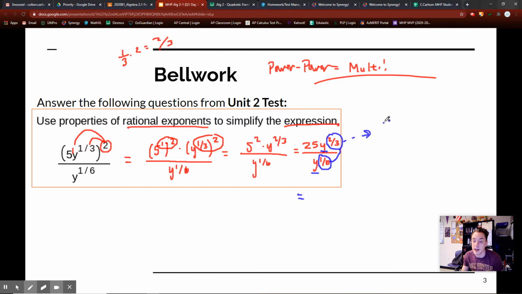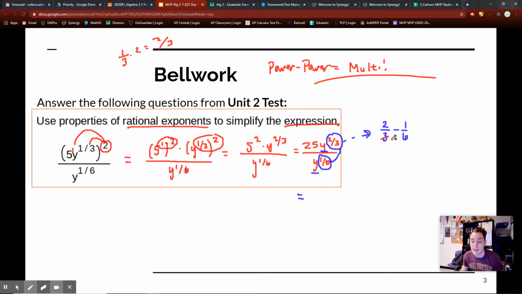So let's put a note here. And I'm going to take 2/3 minus 1/6 because that's what I'm going to do. 2/3 minus 1/6. How do I simplify this? Well, I need to get common denominators here for my exponents. My common denominator is 6. That's my least common denominator.